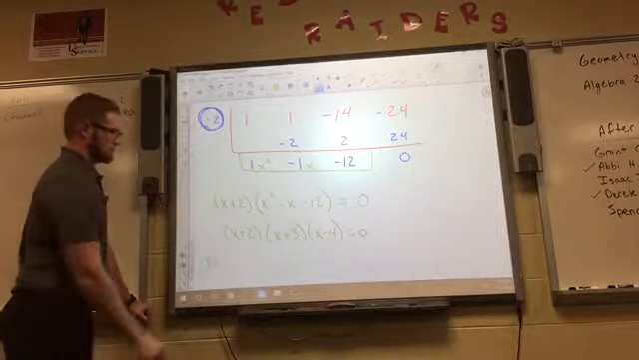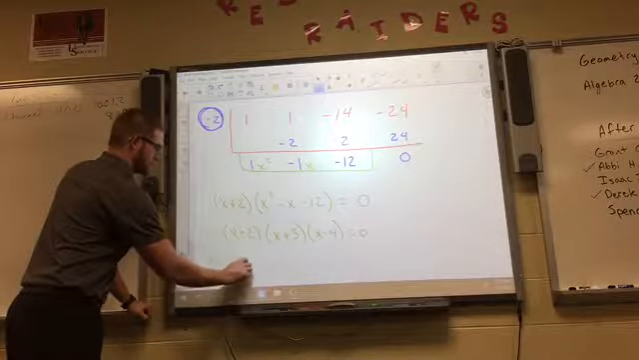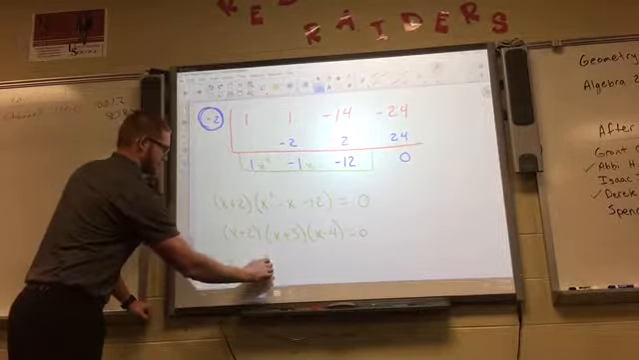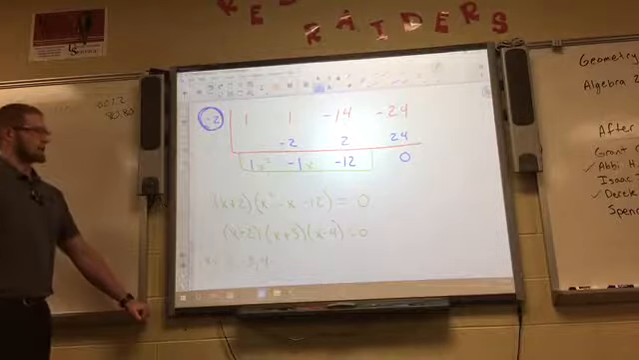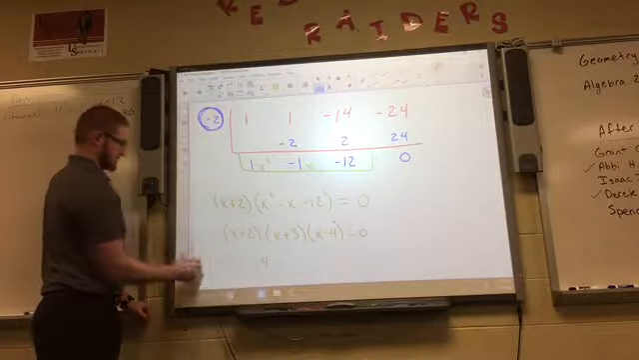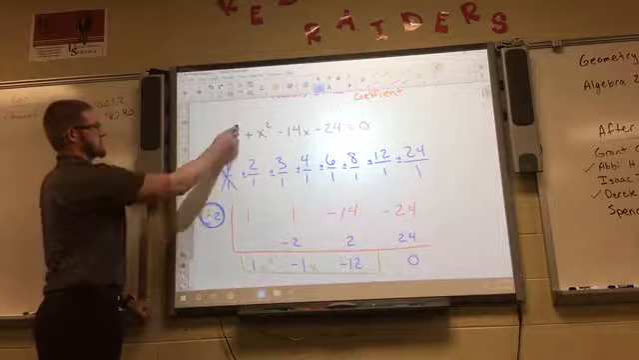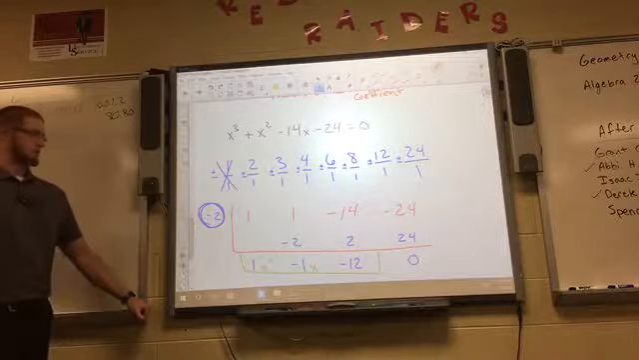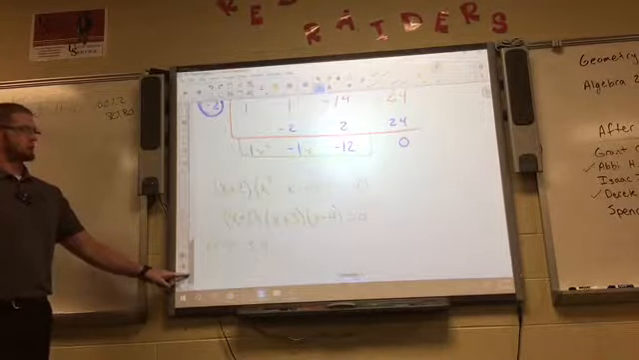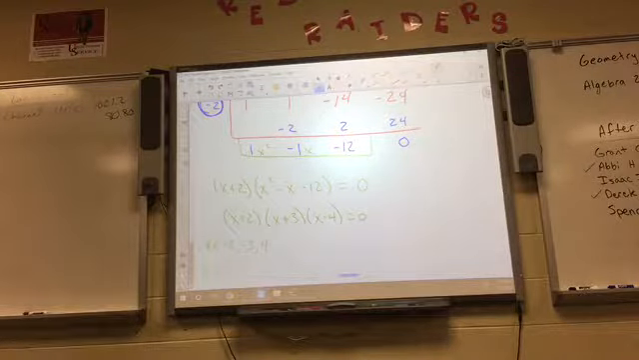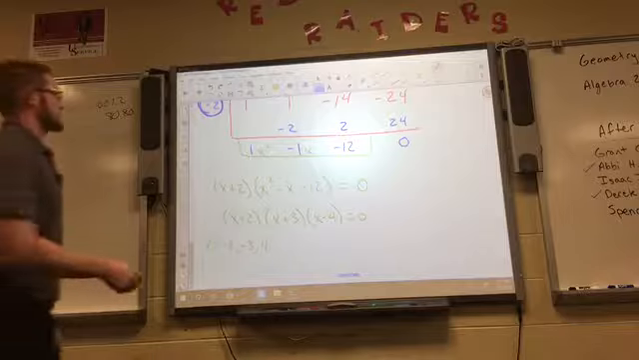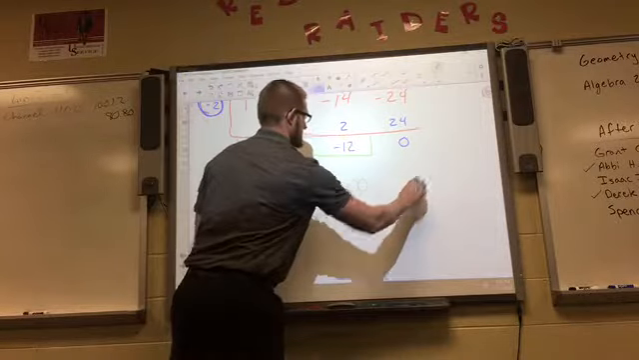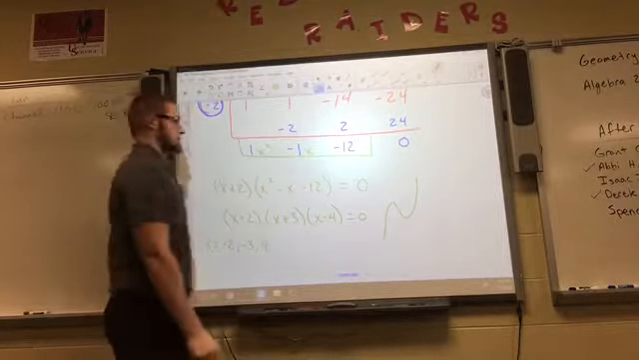My zeros are -2, -3, and +4. Does that make sense that there are 3 zeros in a cubic function? Yes. So, does this graph cross the x-axis 3 times, or does it touch at one point and go back up? It crosses all 3 times. Something like that.